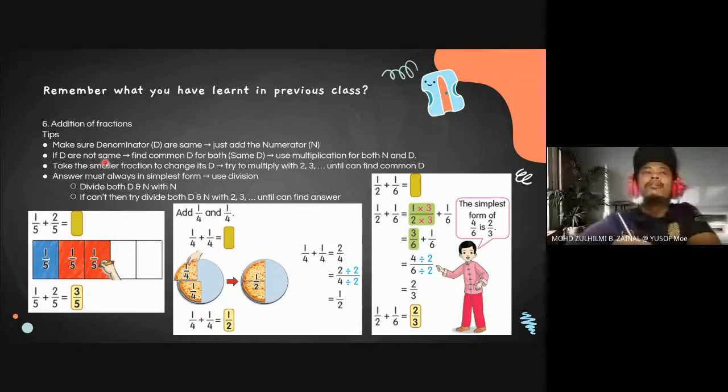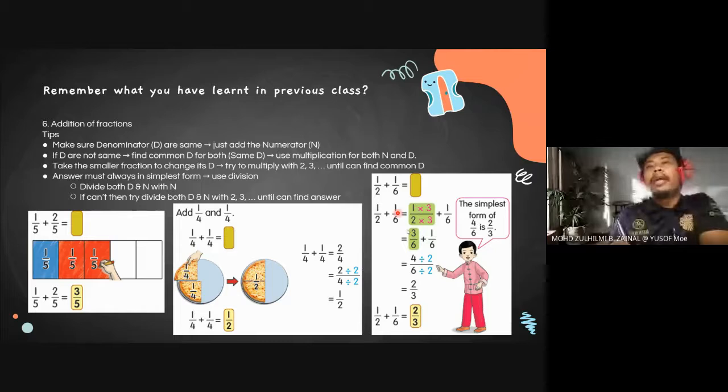find a common denominator for both. Make them all the same. How do you make them the same? Use multiplication for both the numerator and the denominator that you choose. For example, 1/2 plus 1/6. For the 1/2, you have to make sure the denominators are the same, by using multiplication.